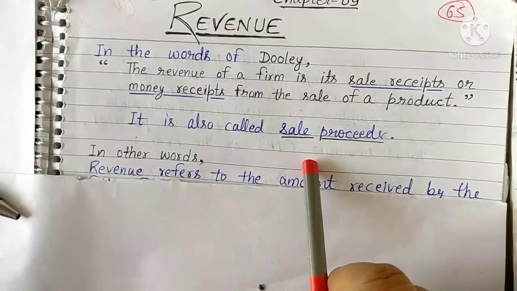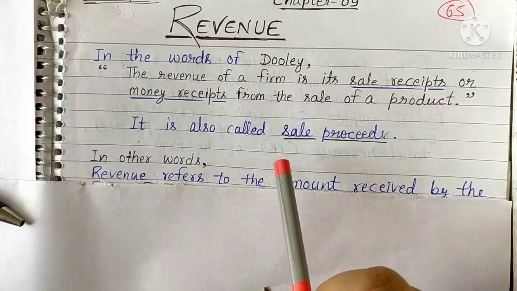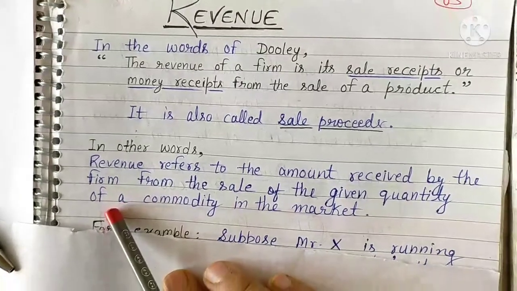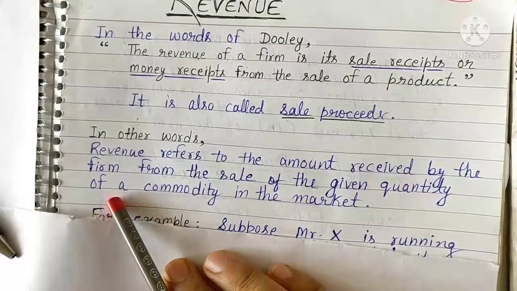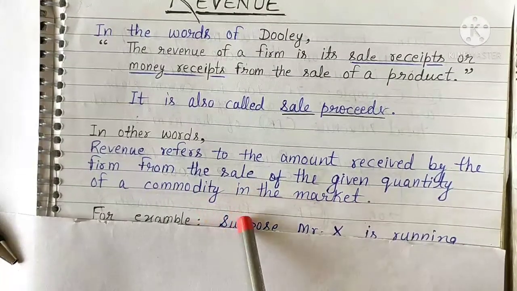This is the other name of revenue, and this question can come in 1 mark also. What is the other name of revenue? We can say sale proceeds. In other words, revenue refers to the amount received by the firm from the sale of the given quantity of a commodity in the market.